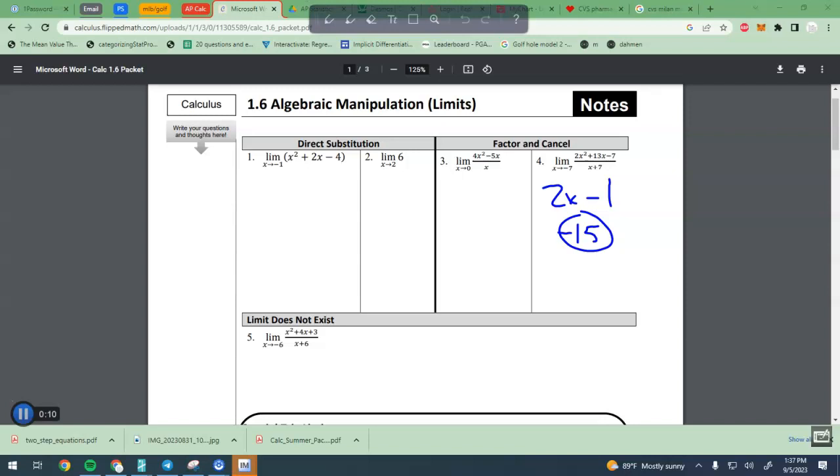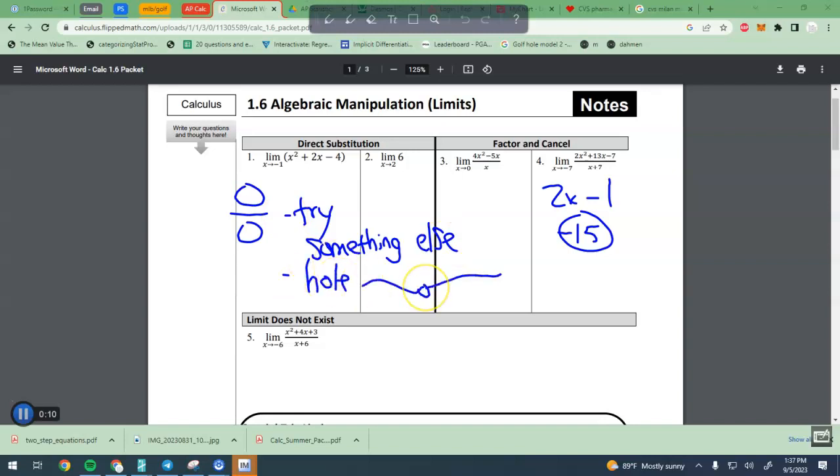Is that good then? So 0 over 0 means try something else. It also means there's a hole in the graph. So it's like one of these situations. We'll get more into that in a couple days.